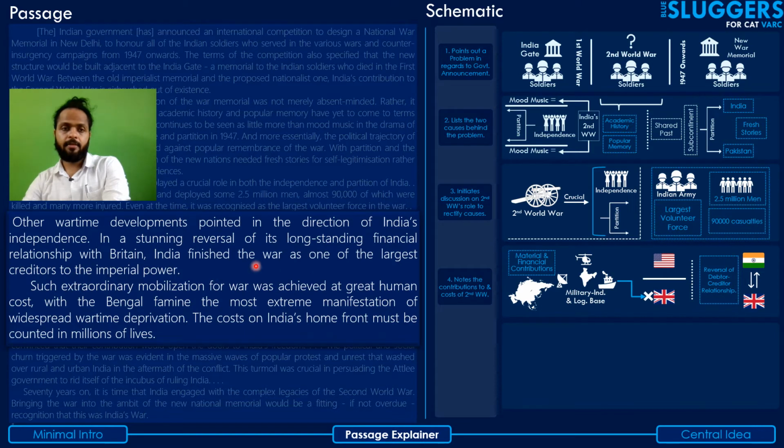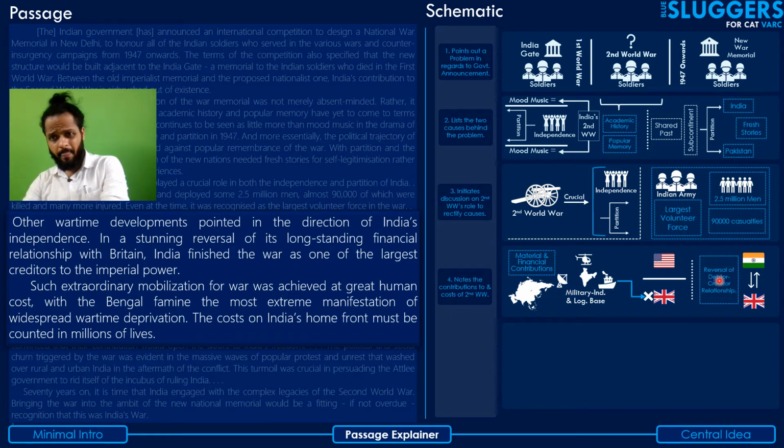Okay, so what he means to say is that there were other wartime developments which pushed India in the direction of independence, and one of the most stunning developments was that the relationship between India and Britain, which used to be before the war one where the Britishers would be creditors and we would be debtors, got reversed as a result of all the resources that India had to lend to Britain. Post the war, the relationship became such that we were the creditors, and the Britishers were the debtors. They were debtors to us, right? And we were the creditors.